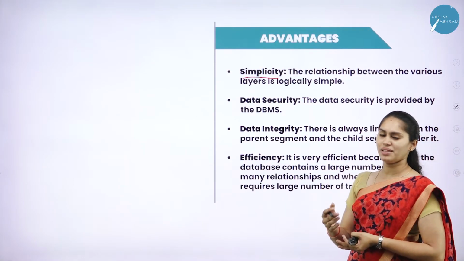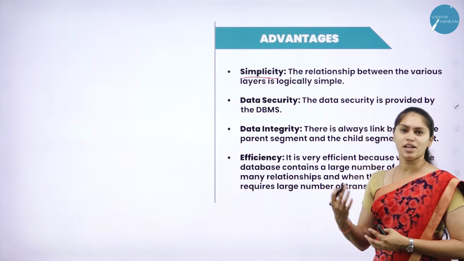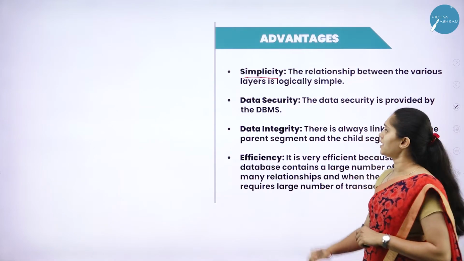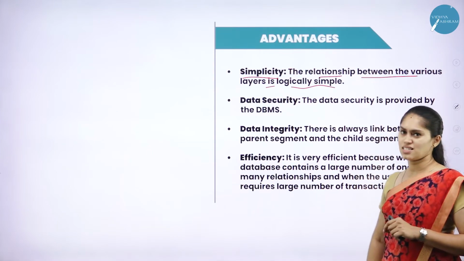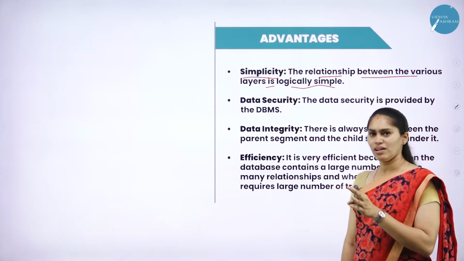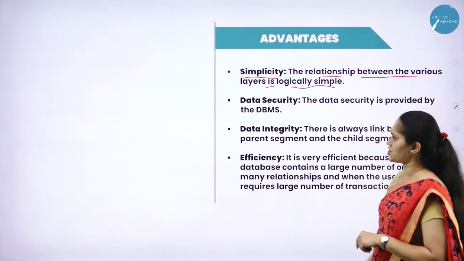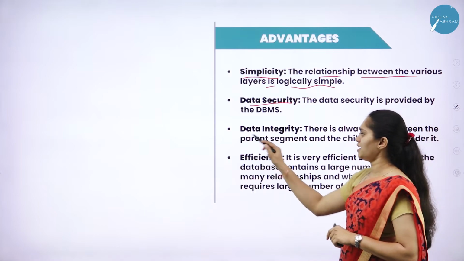One parent class, or one parent entity, will be there, and it can have any number of children nodes. So that will be considered as simplicity. The relationship between the various layers is logically simple. It is one to many. Only one parent, and it can have many children. One to many relationship, and also it provides data security, then data integrity.